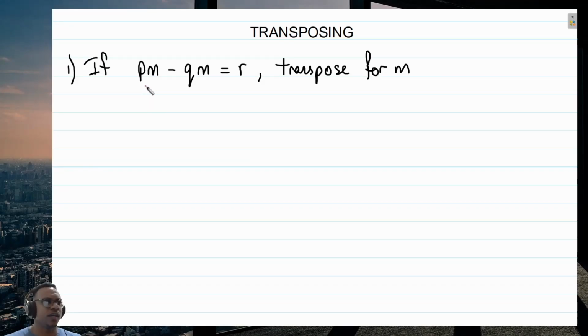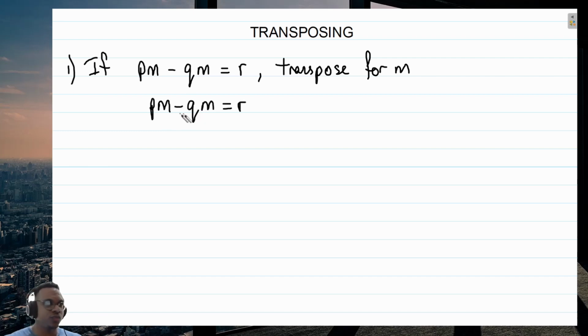In this question, we have PM take away QM is equal to R, and we are required to transpose for M. That means we want M by itself on one side of the equal sign and everything else on the other side. Now the problem here is that we have two M's. So the question is, which one do we transpose for? And that is where the method of factorization comes in.